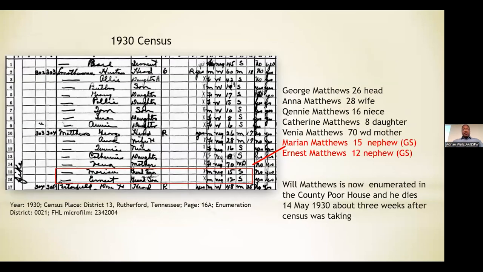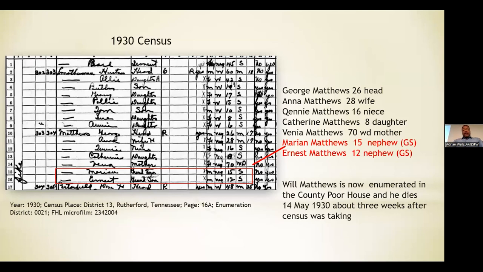And then I continue on with my search for Will and for Marion. But in the 1930s, Will Matthews is now enumerated in the county poorhouse, and he dies the 14th of May, 1930, about 3 weeks after the census was taken. So Will is now listed in the poorhouse census. But now Marion is listed in the household of his uncle, George Matthews, which would have been Lily's brother.